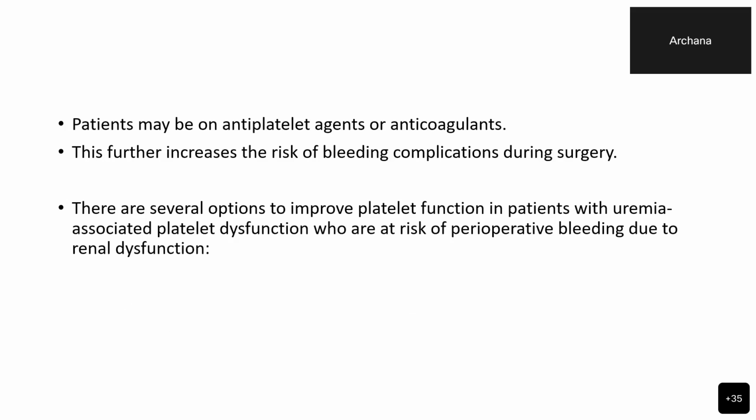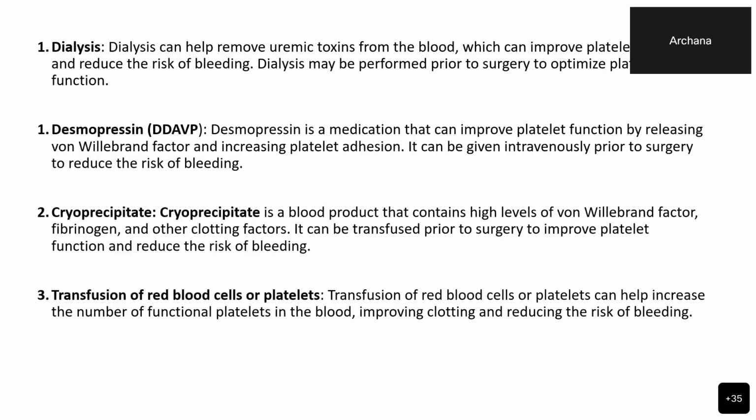So several options are there to improve platelet function in patients with uremia-associated platelet dysfunction. These include dialysis to remove the uremic toxin. Then desmopressin, a medication that improves platelet function by releasing von Willebrand factor. Then cryoprecipitate, and transfusion of red blood cells or platelets, which increase the number of functional platelets in the blood.